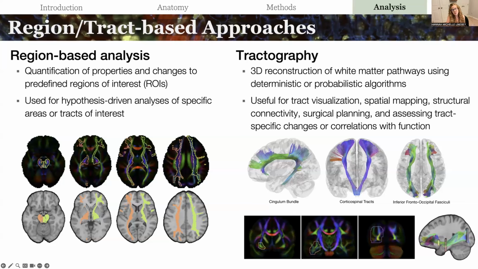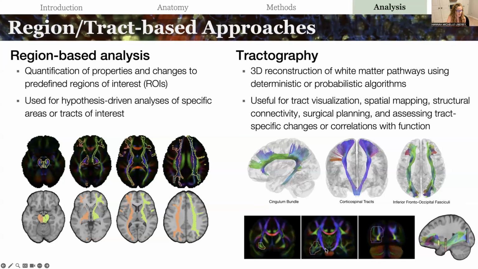Tractography refers to the reconstruction of white matter pathways in 3D using deterministic or probabilistic algorithms. Deterministic tractography defines a tract by following the principal diffusion direction at each voxel, whereas probabilistic tractography generates multiple potential pathways by sampling the distribution of possible fiber orientations at each voxel. Individual tracks are generated according to the manual or atlas-based definition of regions that the pathway is known to pass through, a process that is kind of illustrated down here in this bottom figure.